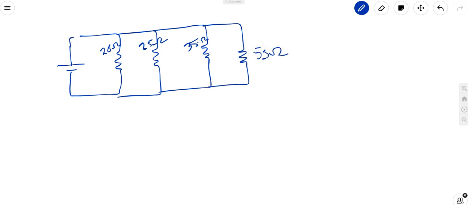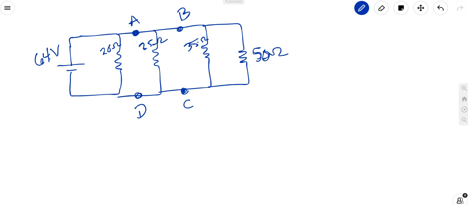Then we're also given the voltage of the battery is 64 volts. And they want to know, at point A, what is the current? At point B, what is the current? At point C, what is the current? And then at point D, what is the current? All right, so we're going to use the junction rule or the node rule to figure this out.